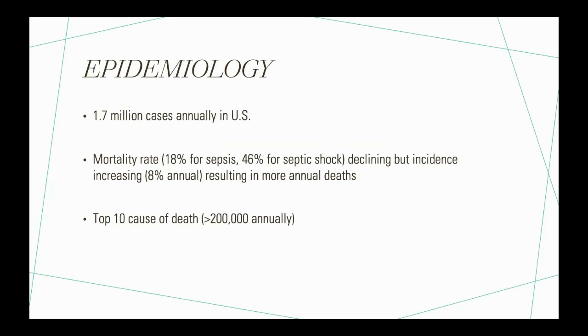Epidemiology. So how frequent is this? How often is this? So it's pretty common. We see almost 2 million cases a year in the US, and the mortality rate is relatively high. So even in sepsis alone, 18%, that's high. And then we're almost at 50% if we get to the shock stage. So recognizing this early is increasingly important. And it's a top 10 cause of death. We're seeing over 200,000 deaths per year.